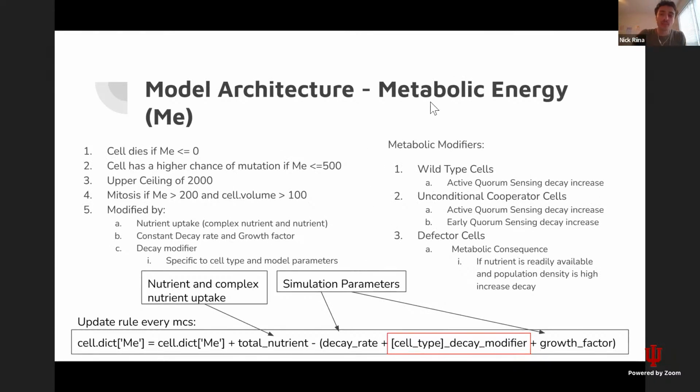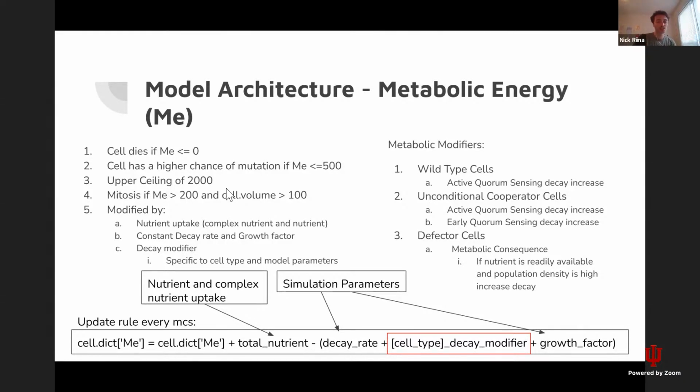So yes, the metabolic energy. This was a dictionary attribute for each cell. Like I said earlier, it kind of represents the stored up resources. So if there's no resources stored up, the cell dies. If the cell does not have a lot saved up, but we're not dead, our mutation increases. This is a biological phenomenon that we see with bacteria. If they're starving, the chance of mutation increases.